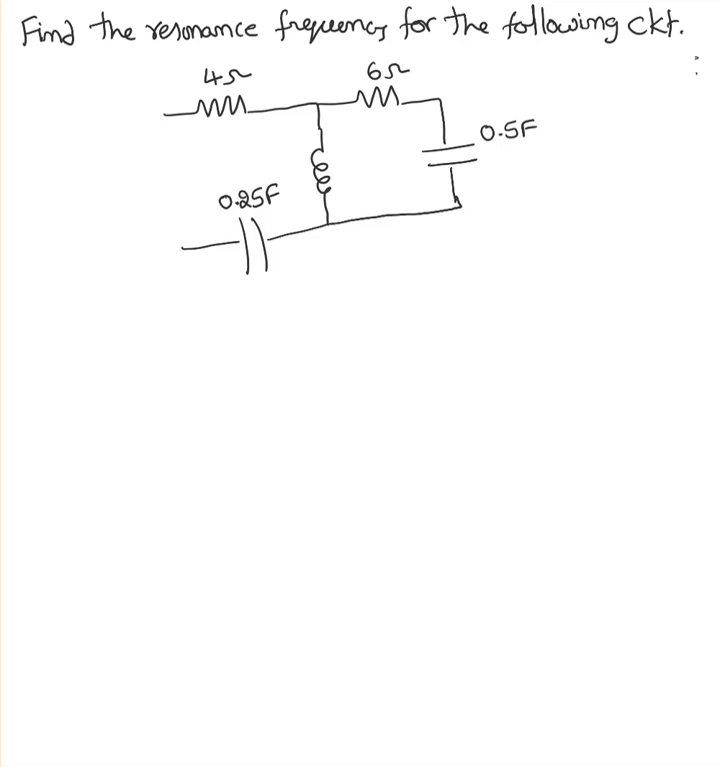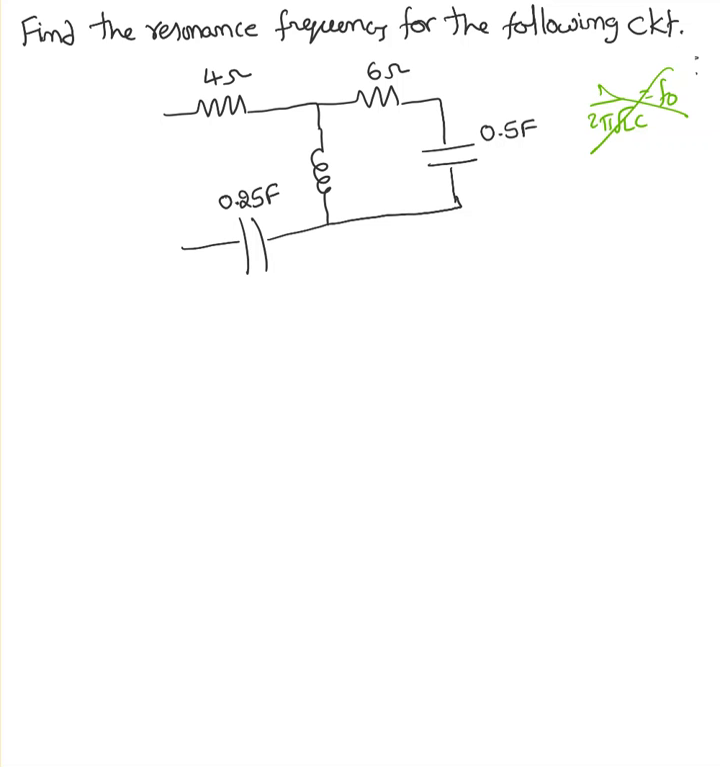Find the resonant frequency for the following circuit. As I mentioned, you cannot use 1 over 2 pi square root of LC to find F0 for the circuit, because this is valid only for the RLC series circuit and RLC parallel circuit. But here I have a combination of RLC elements, so I cannot use that.